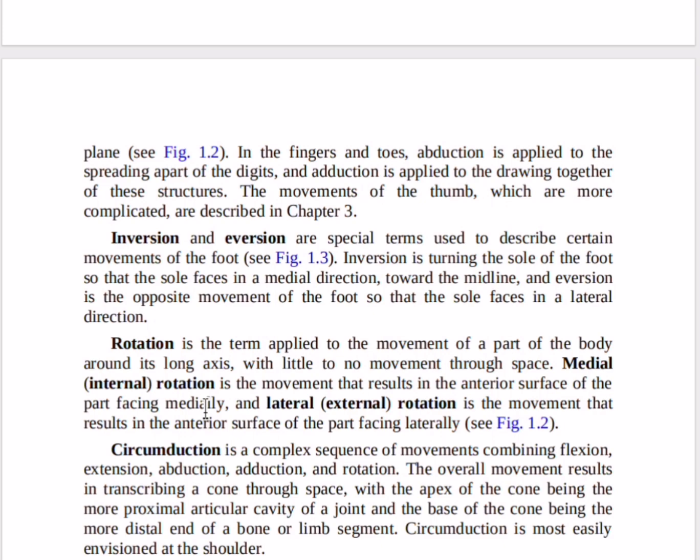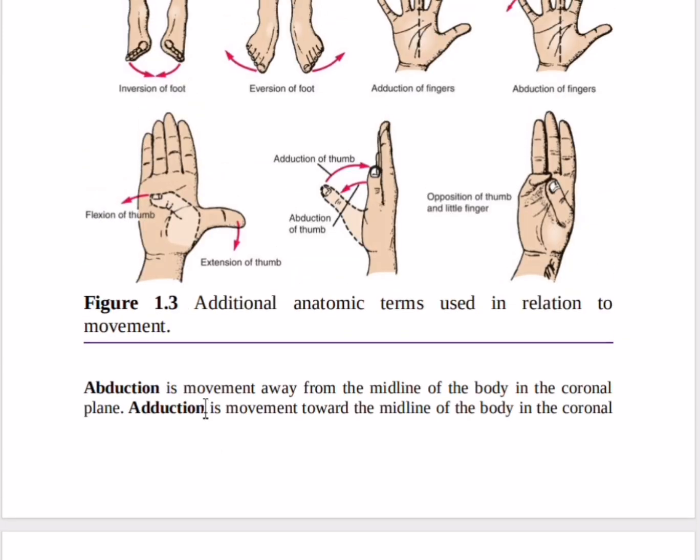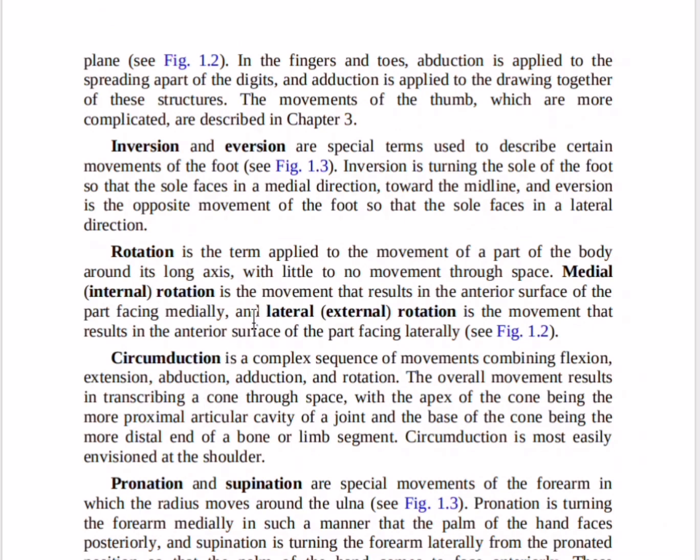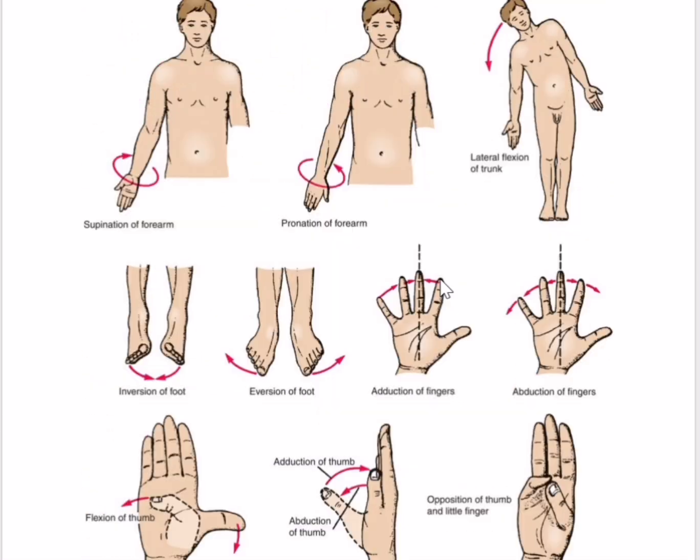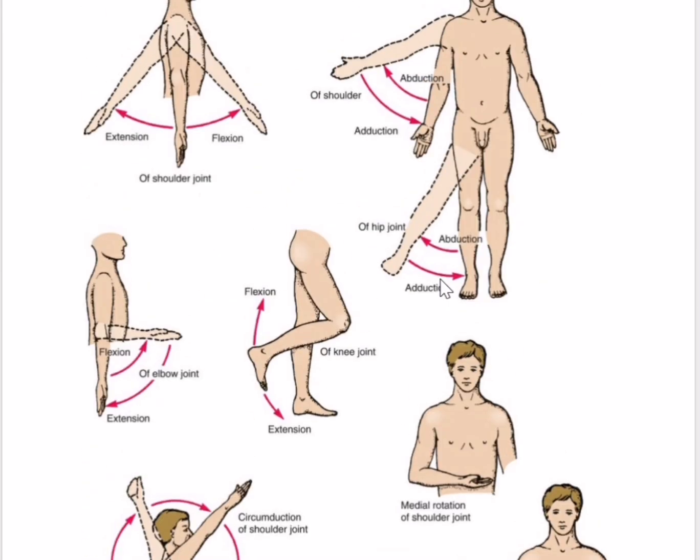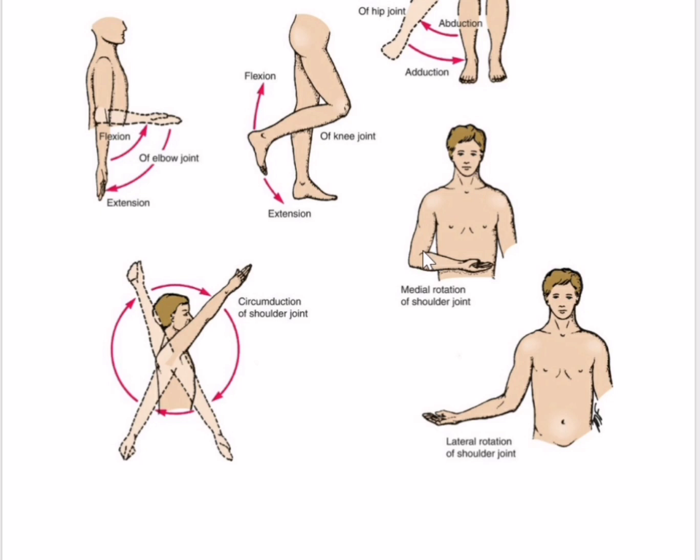Then we have rotation. We have medial rotation and lateral rotation. Medial rotation is the movement that results in the anterior surface of a part facing medially, and lateral rotation is a movement that results in the anterior surface of a part facing laterally. In this one, medial rotation, the anterior surface of your arm is now facing medially. You have medially rotated the shoulder.